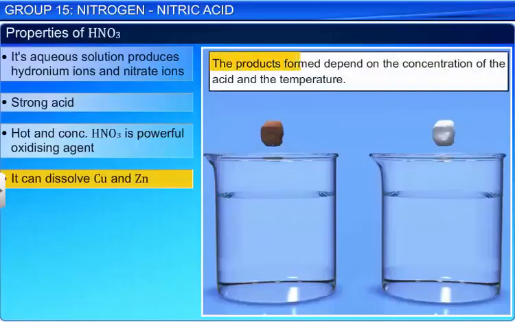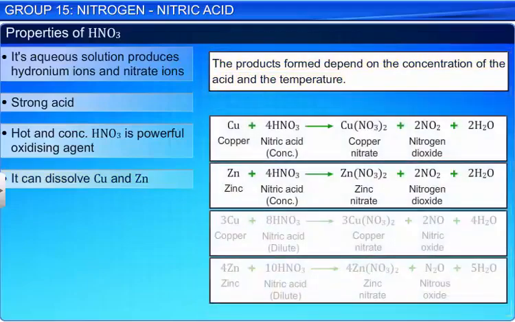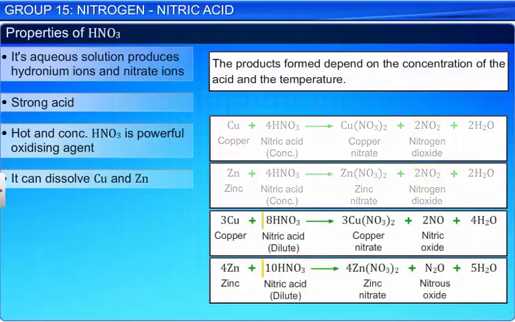The products formed depend on the concentration of the acid and the temperature. Concentrated nitric acid reacts with copper and zinc to give nitrogen dioxide. Dilute nitric acid reacts with copper to give nitric oxide and with zinc to give nitrous oxide.